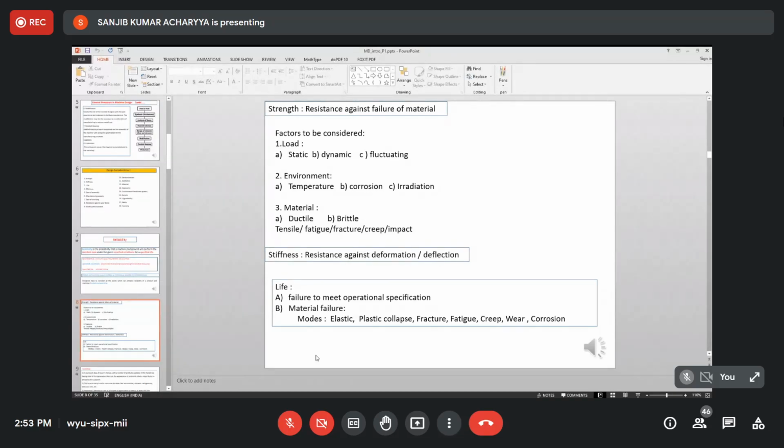Material behavior under static load, under dynamic load, or under fluctuating load are different in nature. Whatever may be the quantity of load, material behavior and failure mechanism depend upon the nature of the load, the rate of loading, whether it is static, whether it is dynamic, or it is fluctuating.